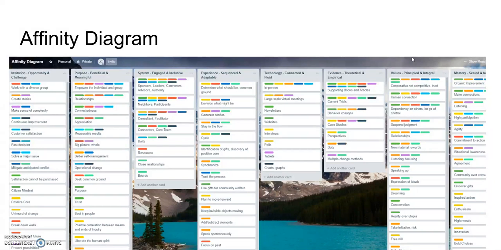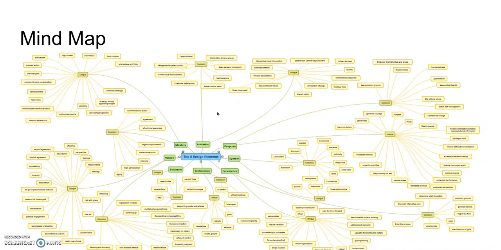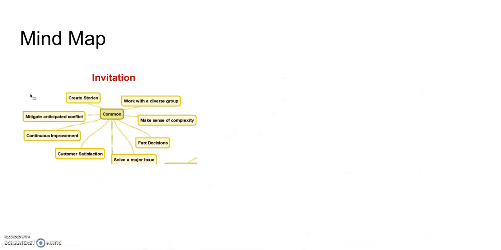Once I was done with my affinity diagram, I began to think about my mind map. Since my task, as described by Dr. Katie in the instructions, is to develop a presentation describing how the 8 design elements were used to uncover the common and unique characteristics of a select set of approaches, I thought it would be best to use my mind map to show the common and unique ideas I pulled for each design element.